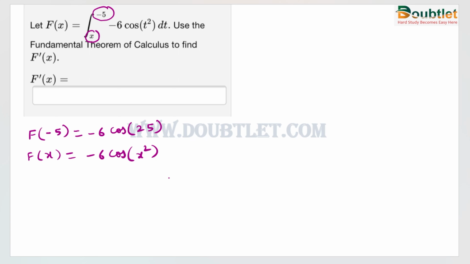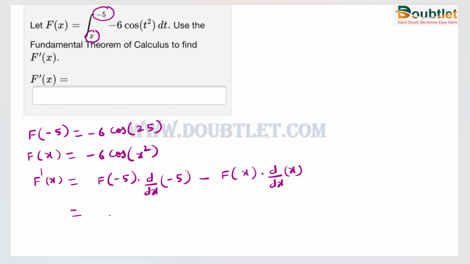Now we will use the Leibniz theorem. So f dash x is equal to f of the upper limit, that is f of minus 5, multiplied by d/dx of the upper limit, minus f of the lower limit, that is f of x, multiplied by d/dx of the lower limit. If we solve this, f of minus 5 is minus 6 cos 25 and the derivative of the constant term is 0, so this term is cancelled out. Minus times f of x becomes minus 6 cos x squared, and we know that the differentiation of x is 1.